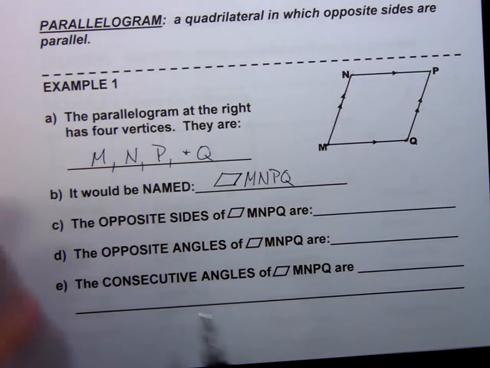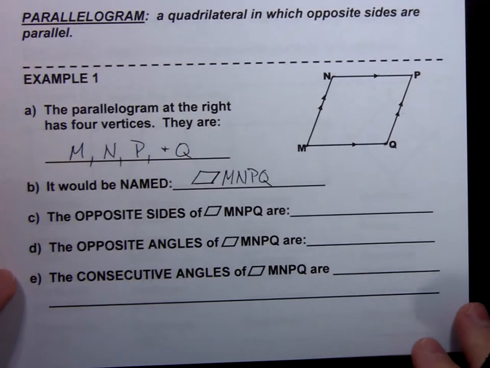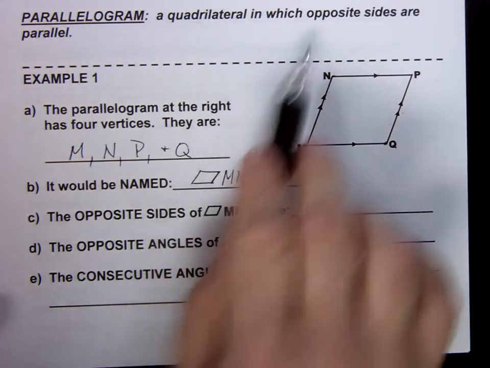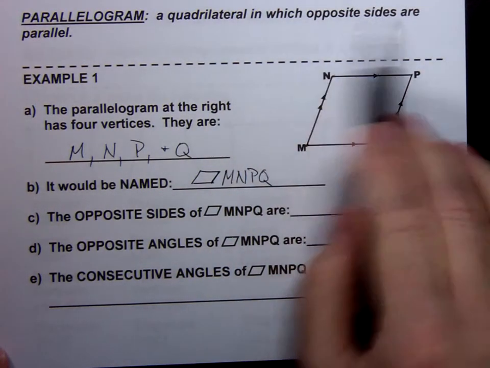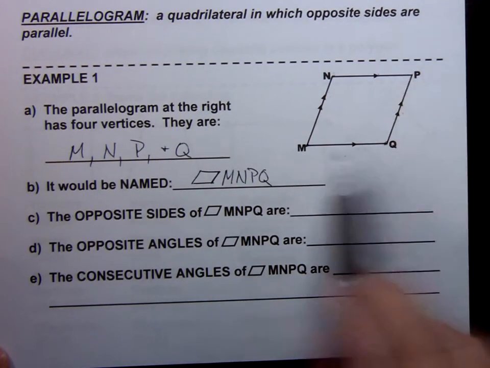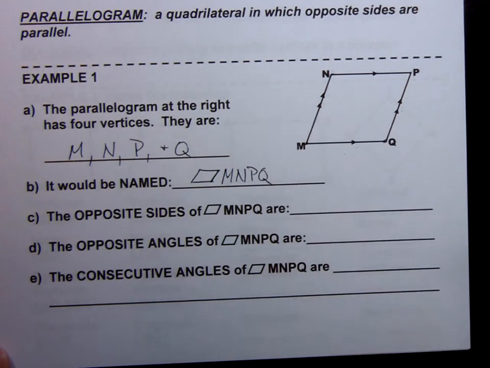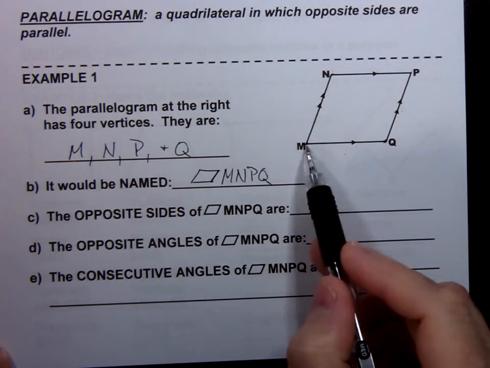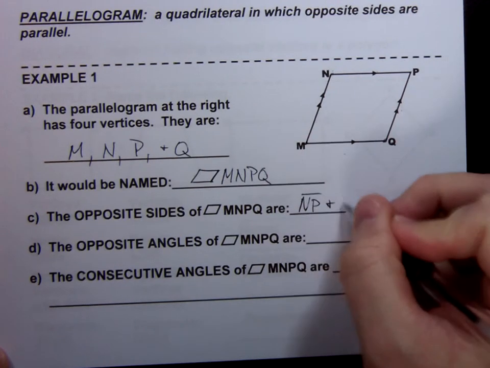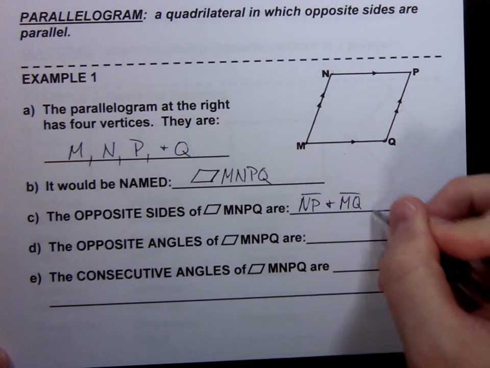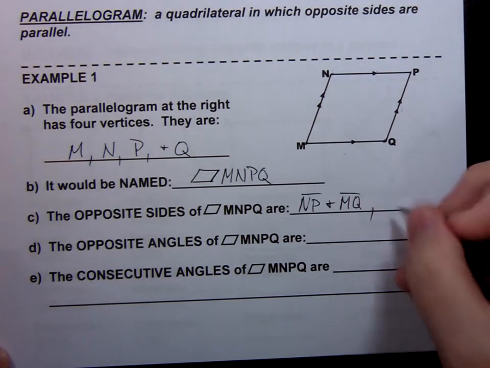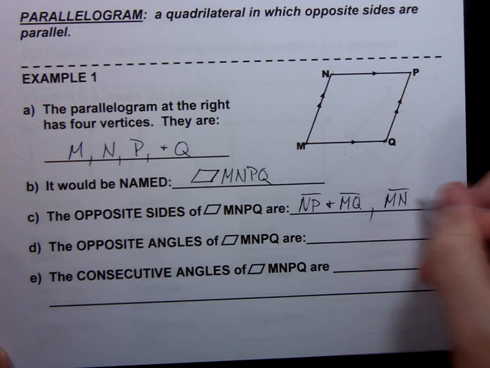Alright, the opposite sides of parallelogram MNPQ, and I might have alluded to this earlier, are parallel, since for it to be a parallelogram, the opposite sides have to be parallel. These sides are opposite each other, and these sides are opposite each other. So line segment NP and MQ, those two sides are opposite each other. And then line segment MN and line segment QP are opposite each other.